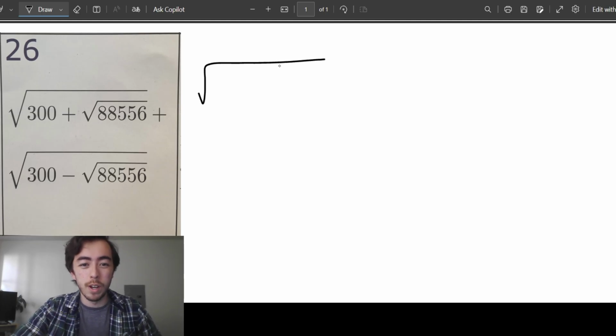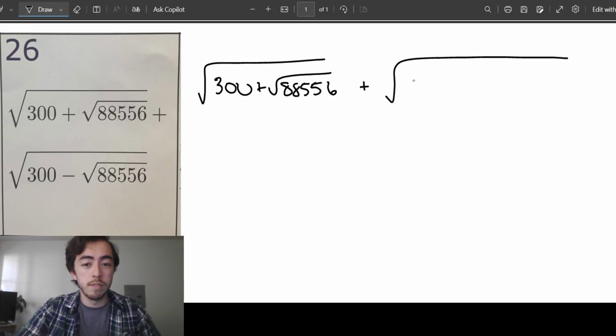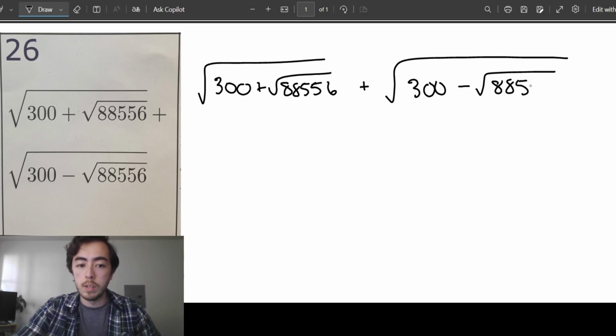Looks like we have the square root of 300 plus the square root of 88,556. And then we're adding it to the square root of essentially the conjugate of this inside part. Conjugate just means that we're repeating the same values, but we just switch that middle sign. So instead of a plus sign between the 300 and that square root, we have a minus. So this number on the screen right now is supposed to be 26, and I don't see it yet.